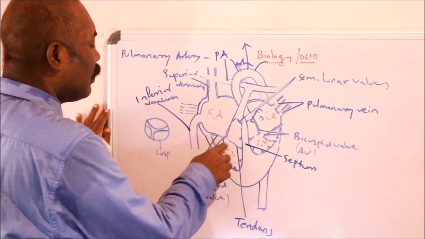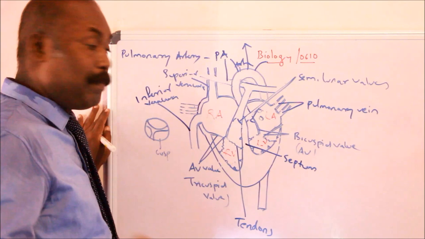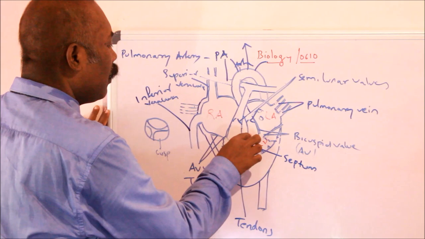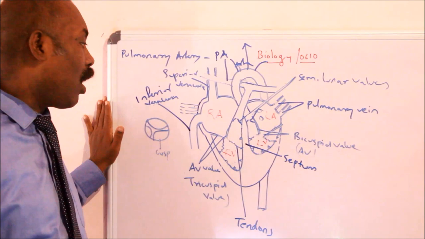So these tendons are connected to the walls, and down at the base, they are connected to some fibers. They are called Purkinje fibers, and you can see these fibers here. We will learn the function of these tendons when we learn the function of the heart.